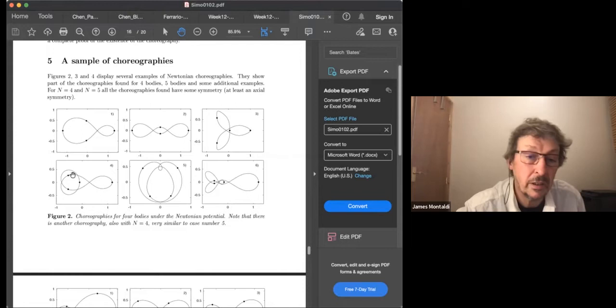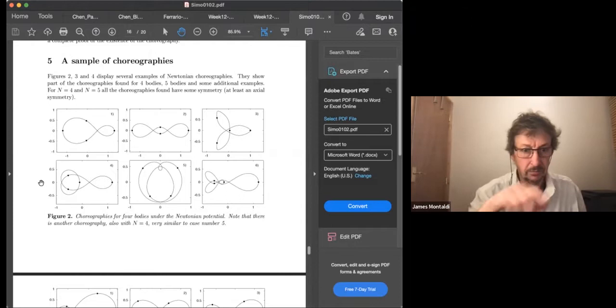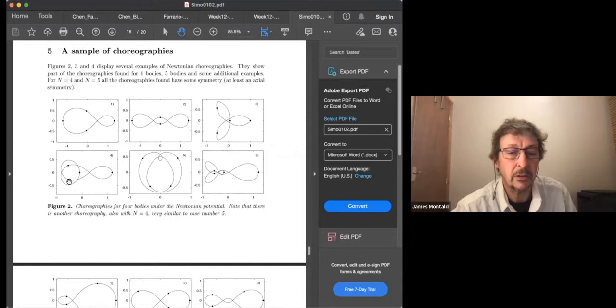If you homotope this one, this branch out to the left, you're bound to go through a point in the motion where there's a collision. So you leave the loop space we're talking about, where there are no collisions allowed.